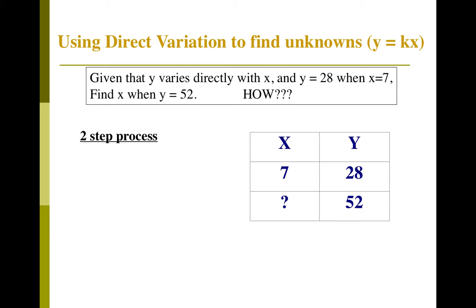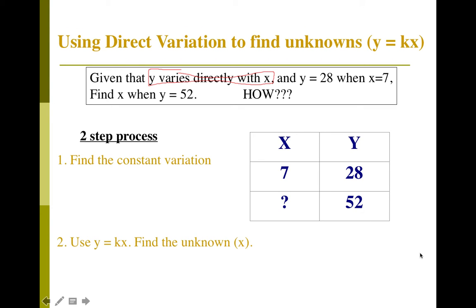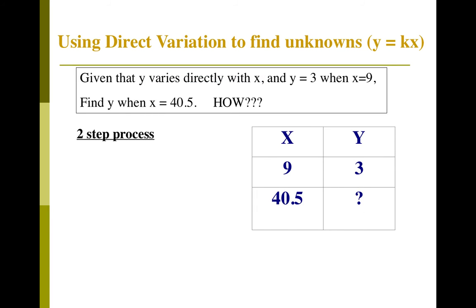So if you want to find an unknown, you can use a proportion. You can say y varies directly with x. They're telling us that y varies directly with x right here. That means right there that it's a direct variation. It also means you can use a proportion. Y is 28 when x is 7. 28 divided by 7 is 4. That means that I should divide 52 by 4 and get my answer. So I found the constant and then I used my information about a direct variation.